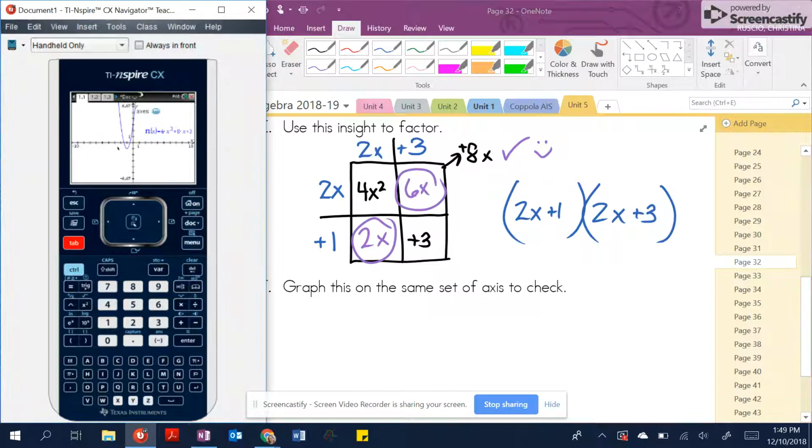So if we are to graph this on the graph here, we graph 2x plus 1, and then also 2x plus 3.